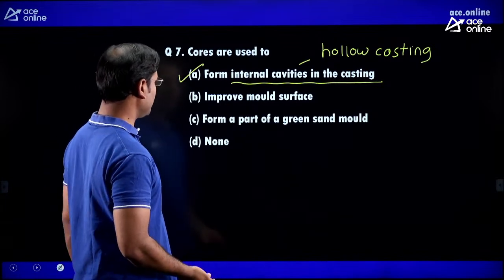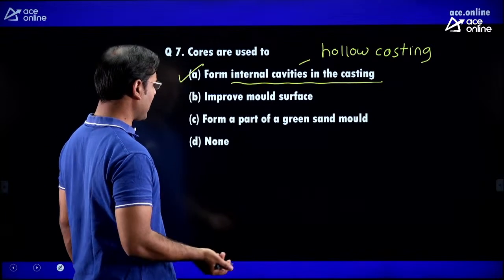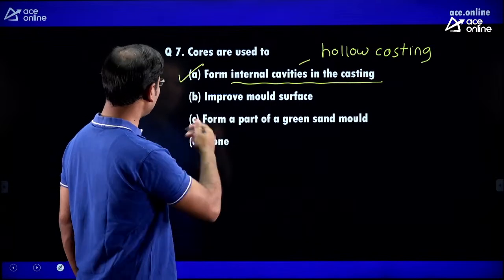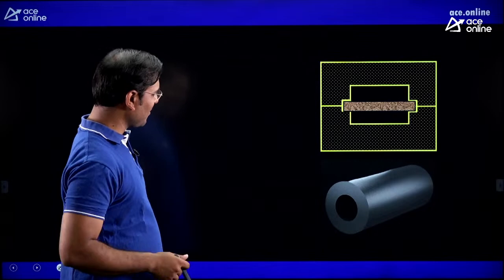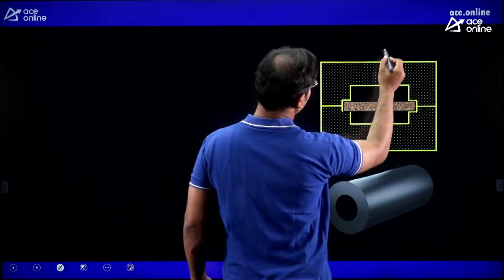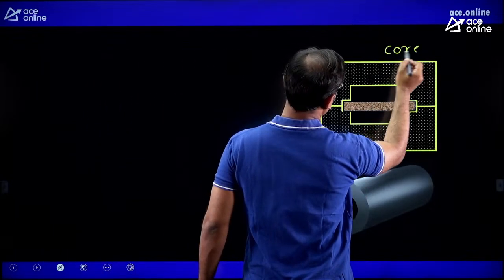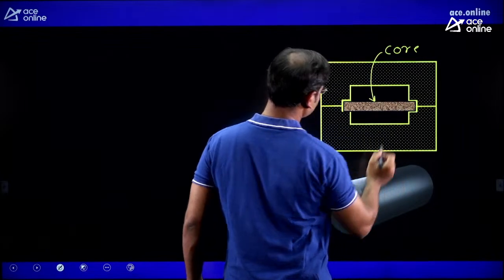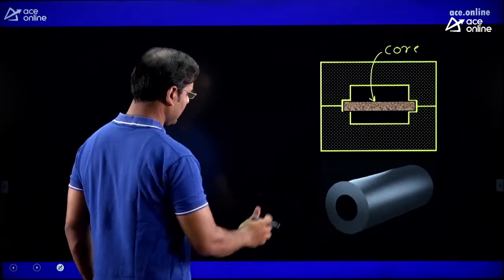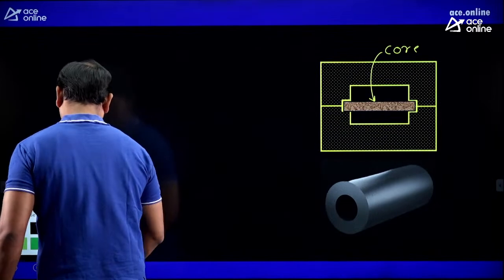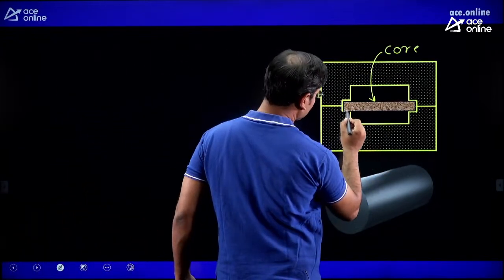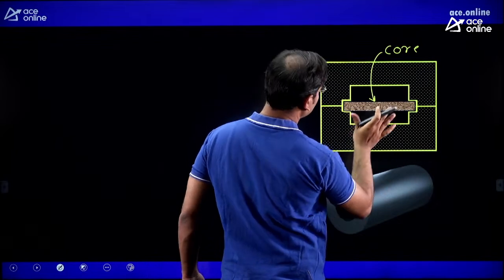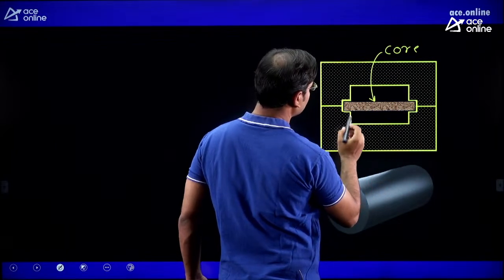Just see the next option, improve mold surface, no. Form a part of a green sand mold, no. None, no. And the correct option is option A. Yes, here you can see this is the core. We can use the core, this is the core. And here you can see that we can make such a type of hollow casting. And this is the core.